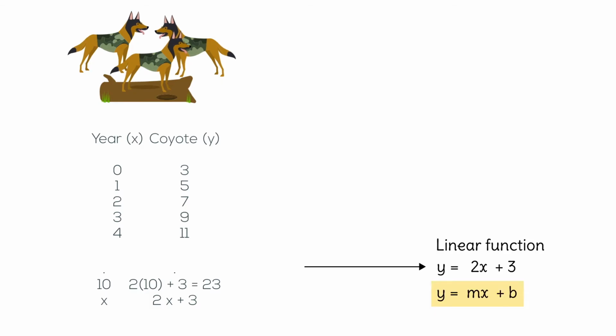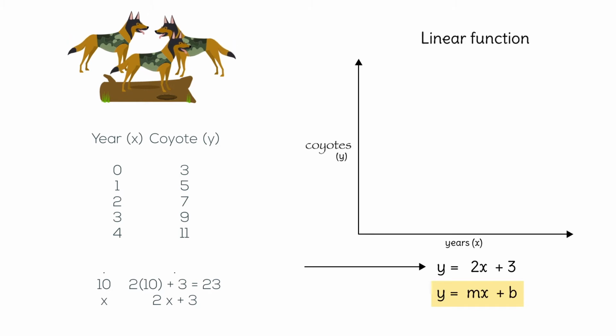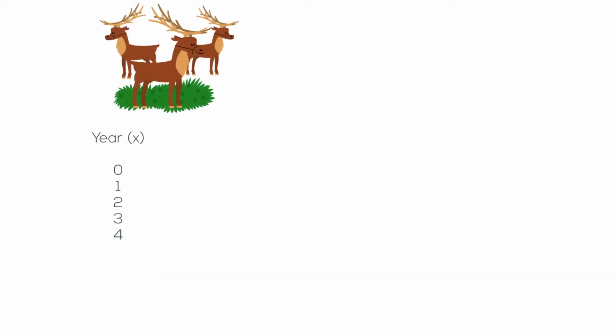A linear function is a straight line, of course. As x increases, y will increase by the same amount each time. In our example, years is on the x-axis, the number of coyotes is on the y-axis.